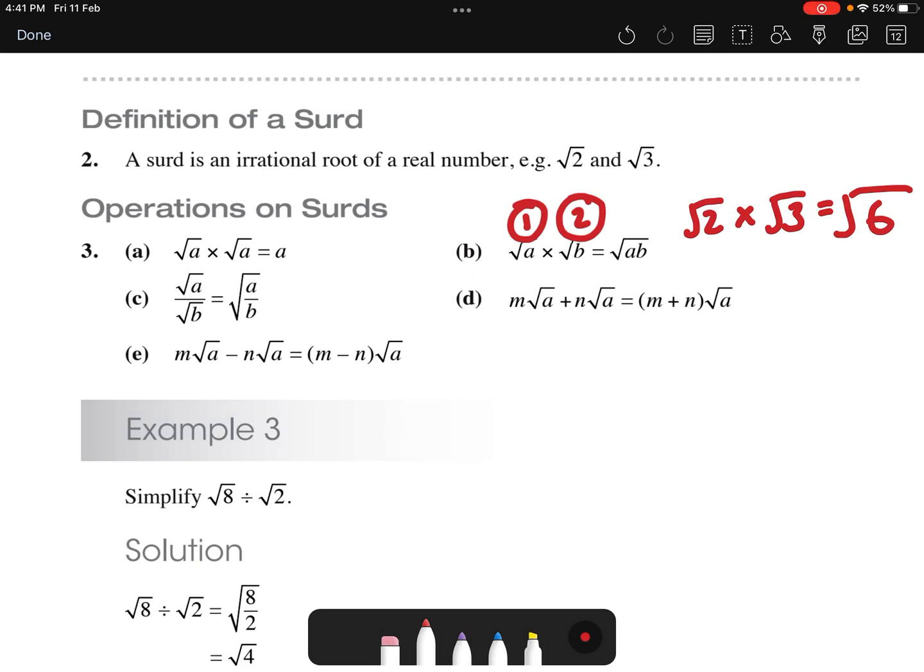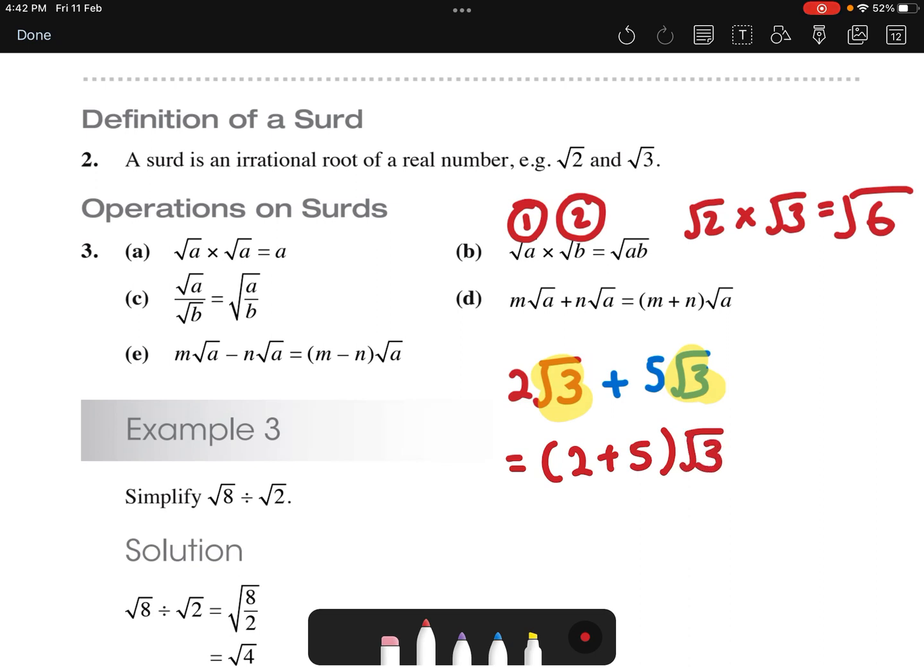Okay, the fourth operation is, so this is no longer times and divide, now it is plus. If I have something like m square root a plus n square root a, what should I get? I should get m plus n bracket square root a. This is a bit like factorization. For example, if I give you 2 square root 3 plus 5 square root 3, because the square root must be the same, you will get 2 plus 5 bracket square root 3. It's like taking out your square root 3, so a bit of factorization.